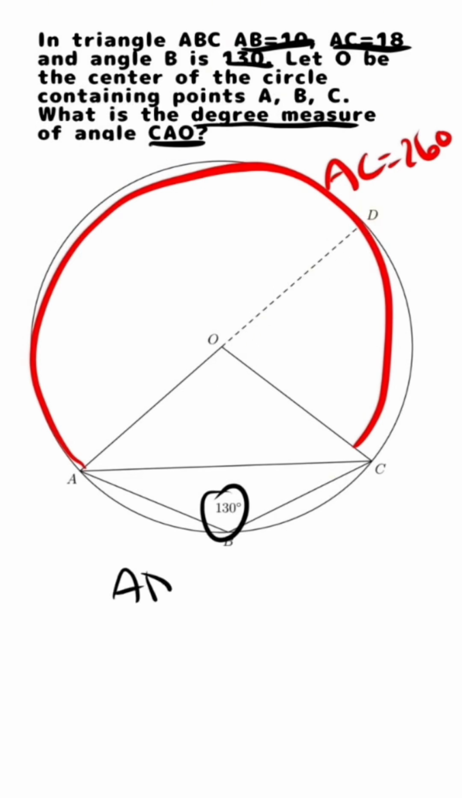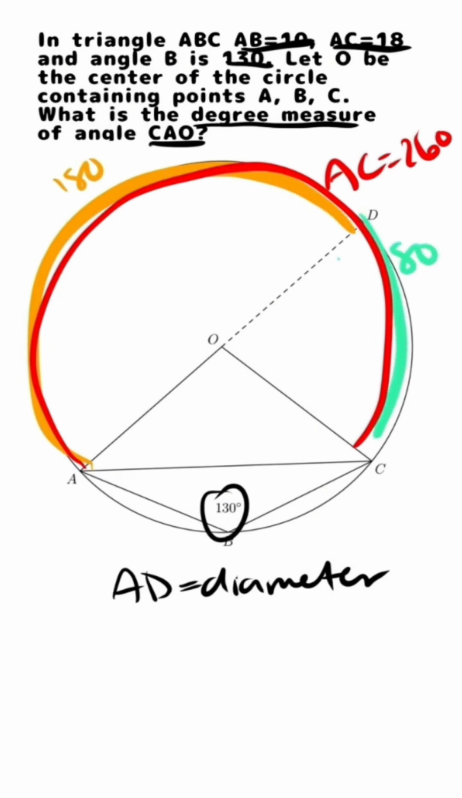And we can extend AO to point D such that AD is the diameter of the circle. And because of this, the orange arc AD is 180 degrees, and then the rest of it, CD, is 80 degrees. Then again, by the inscribed angle theorem, angle CAO should be half of arc CD, which is 40 degrees.